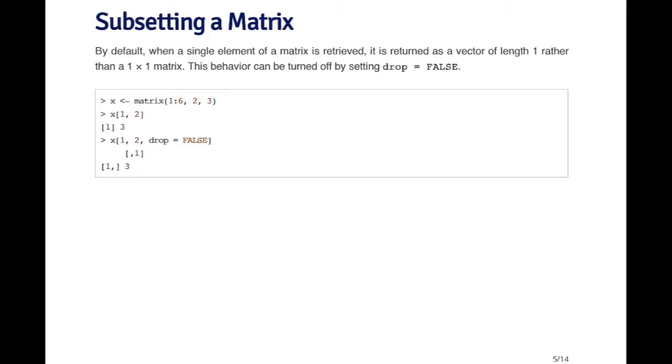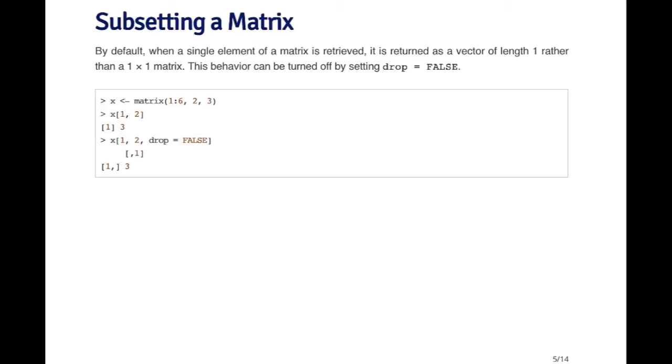By default, when a single element of a matrix is retrieved, it is returned as a vector of length 1 rather than a 1 by 1 matrix. So remember I said before, the single square bracket operator always returns an object that's the same class. The one thing that sometimes is a little bit unexpected is that if I subset out a single element of a matrix, I don't get back a matrix. What I get back is just a vector with that number in it. So if I say x, 1, 2, that gives me the first row, second column of the matrix. That's just the number 3, and what I get back is the number 3, not a 1 by 1 matrix with the number 3 in it.